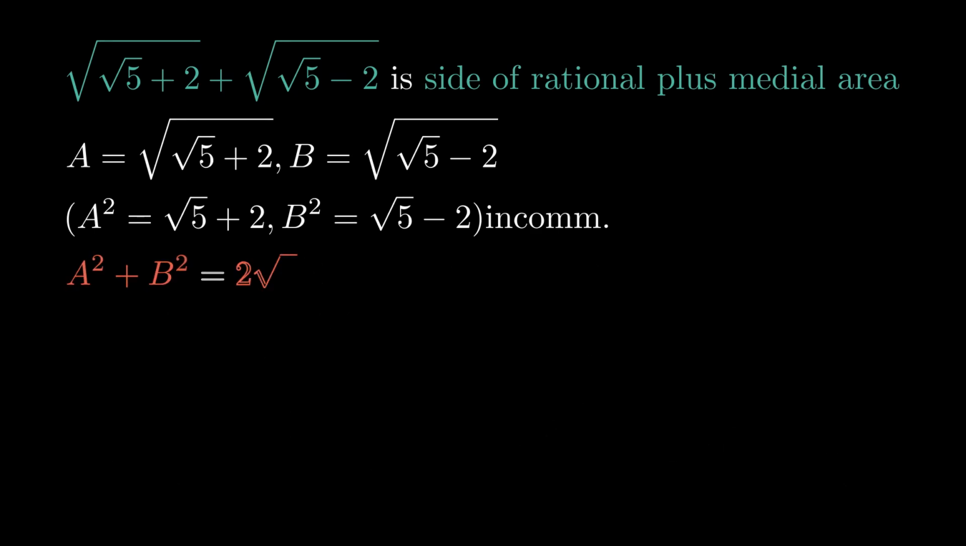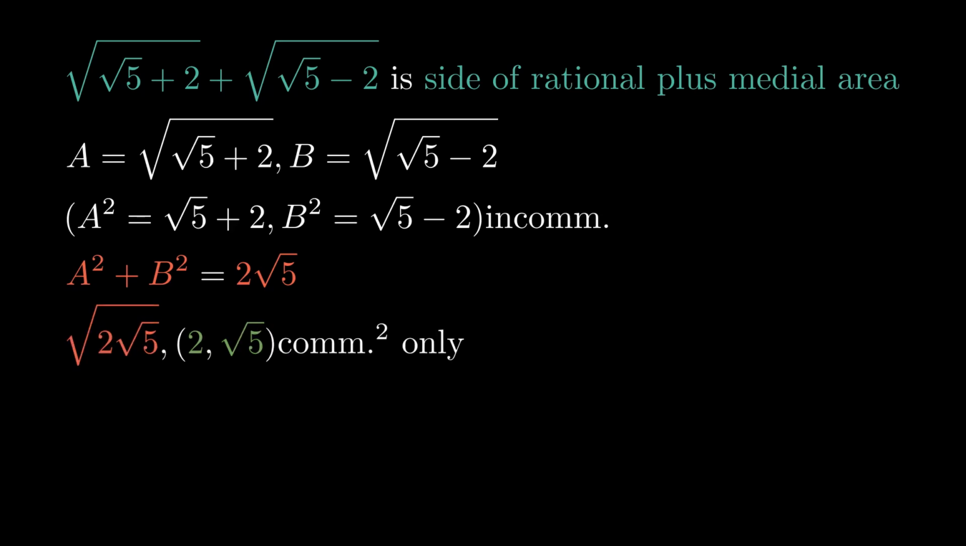a squared plus b squared is equal to 2 root 5, which is a medial area because its square root, the square root of 2 times root 5, is the geometric mean of 2 and root 5. Two numbers, rational by Euclid's definition, and commensurable in square only, and thus the square root of 2 root 5 is medial, so that 2 root 5 is a medial area.